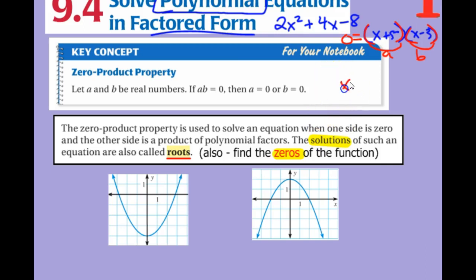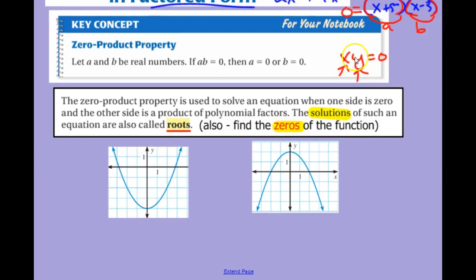And it could be any letters. It could be x, y equals 0. Well, either x has to be 0 or y has to be 0 in order for that to be true. So we could have two potential answers that are equal to 0. The zero product property is used to solve an equation when one side is 0 and the other side is a product, meaning multiplied, of polynomial factors, like this up here. The solutions of such an equation are called roots, also known as the zeros of the function.